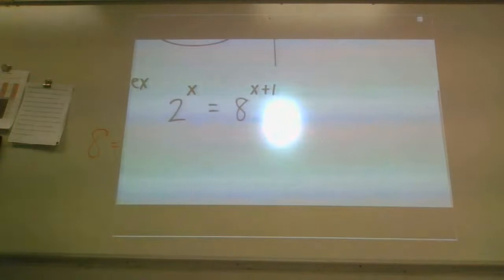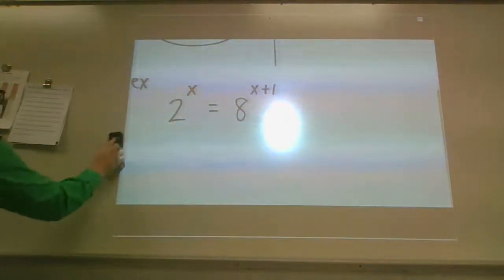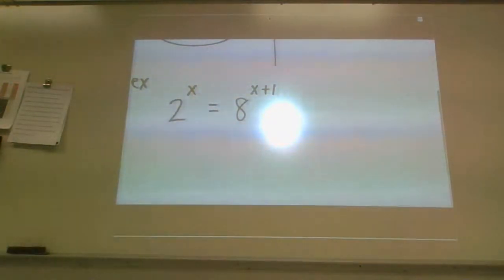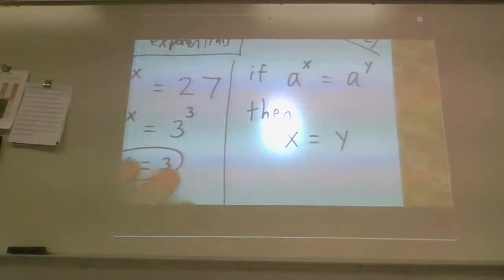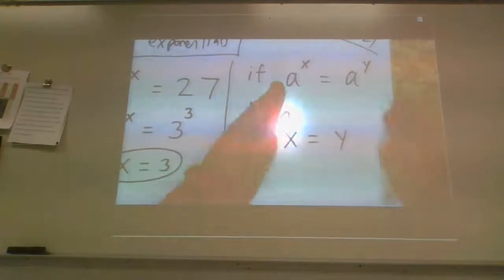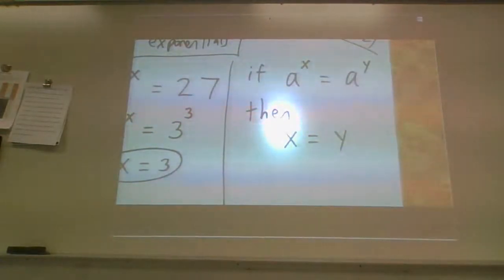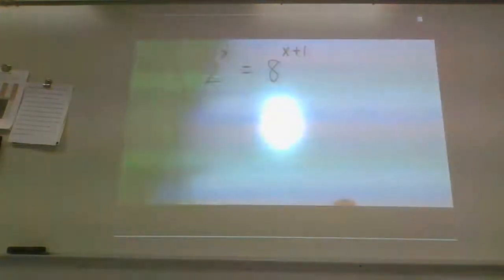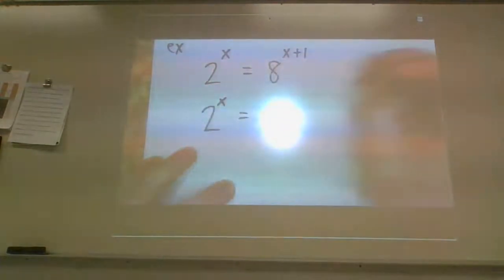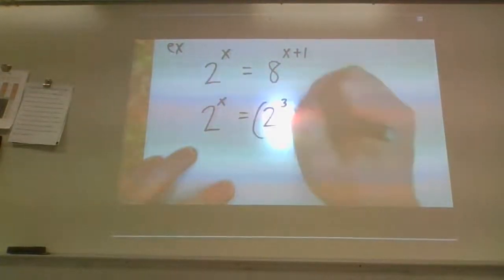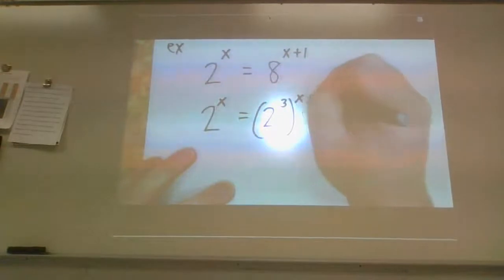That's what we need. Holy crap, hold on. There's a relationship here, which then we can utilize this property that we just wrote down before, where if the bases are equal to one another, then we can say that the exponents are equal to one another. With this problem right here, we can rewrite it into the following.